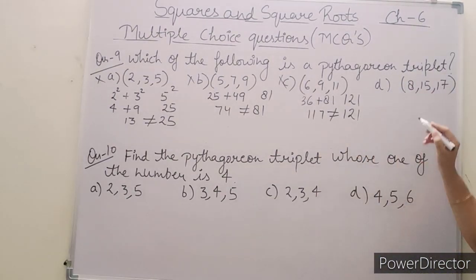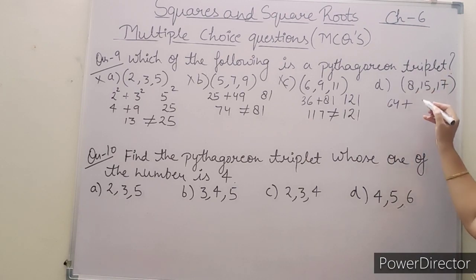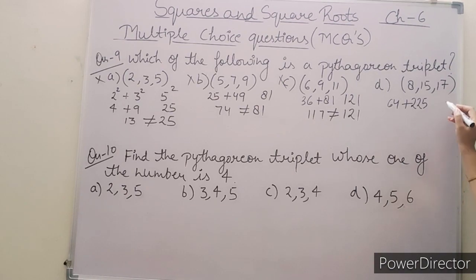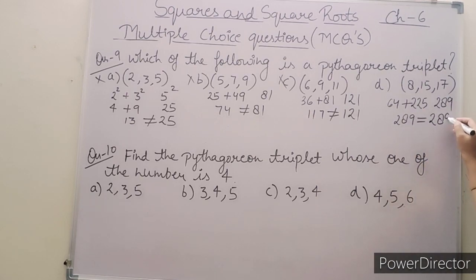Now D part. 8 square is equal to 64 plus 15 square is equal to 225, and 17 square is equal to 289. So 64 plus 225 is equal to 289, which is equal to 289. So it means D option is correct.